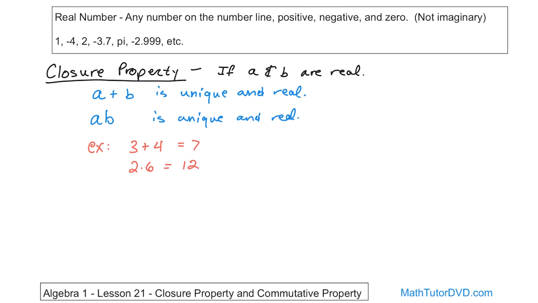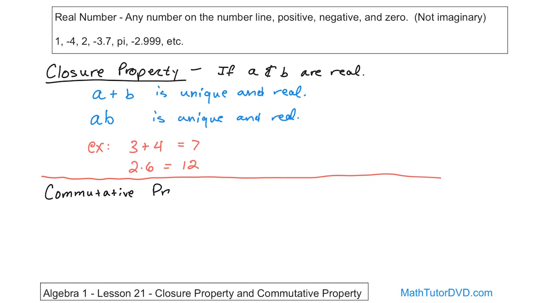All right, so now we're going to switch gears a little bit, and we're going to talk about another property. So that's the closure property. You may be asked on a test what the closure property is, and now you know. We're going to talk about the commutative property.